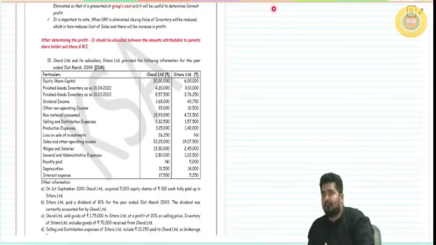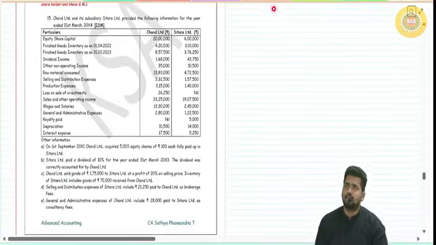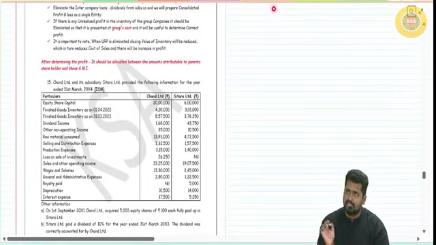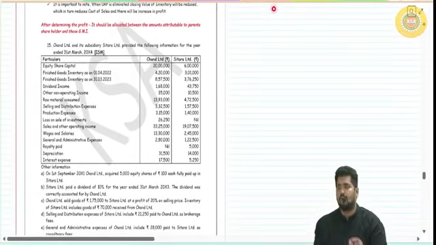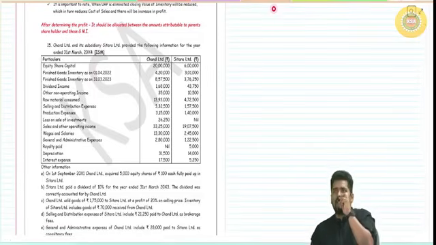Any unrealized profit should be subtracted. Any dividends, whatever is already realized, should be eliminated. Clear? So one sum, same like that, no changes, line by line we have to do. Within the group, any transactions should be eliminated. Unrealized profit, eliminated. Clear? After that you have to do.